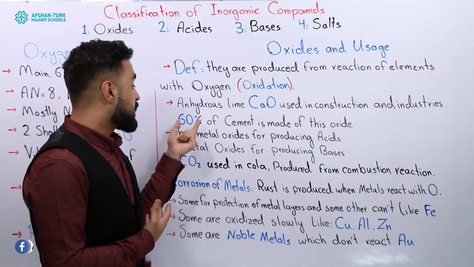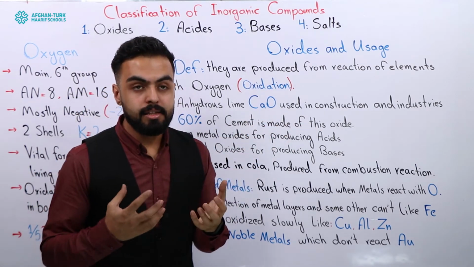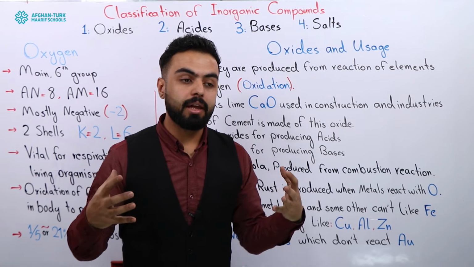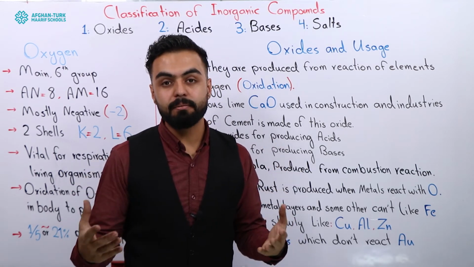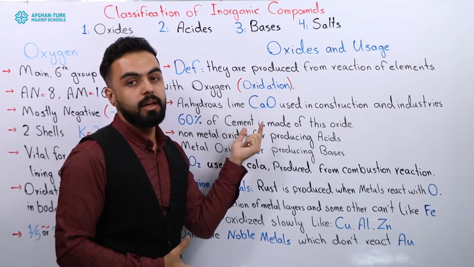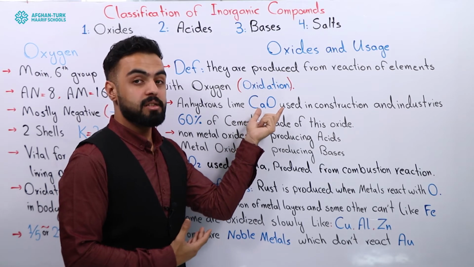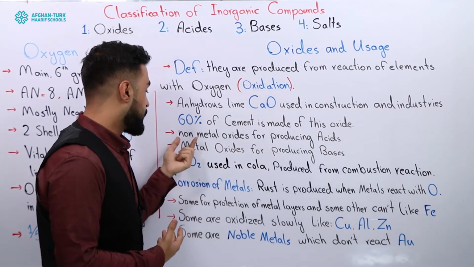How? In construction, about 60% of cement is made of this oxide. Cement, everything nowadays, every building is made of cement. Cement is a basic portion of concrete. So 60% of that is made of calcium oxide. So that's why it's so important.